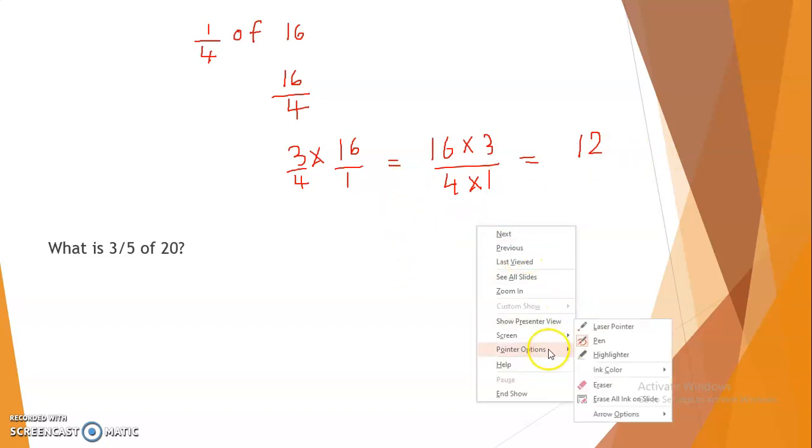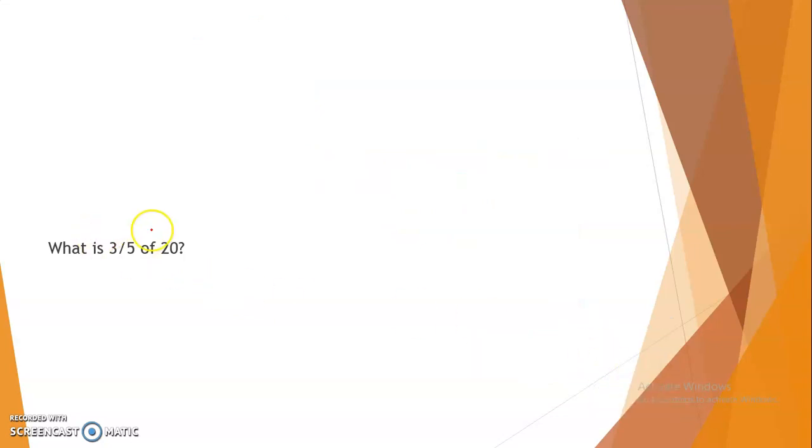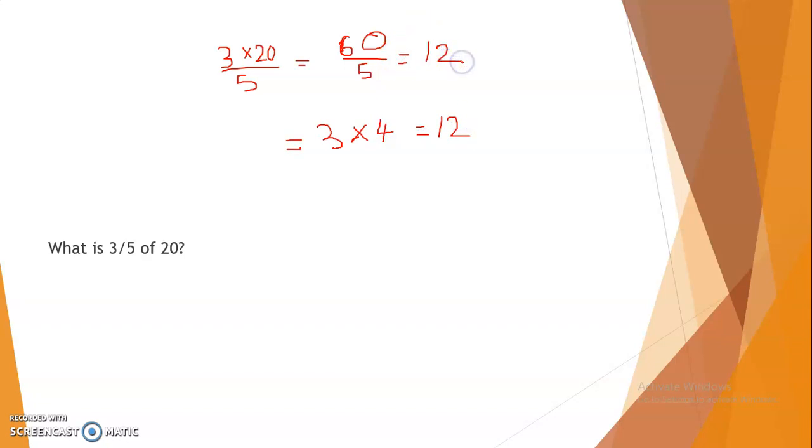Now moving forward, what is 3 by 5 of 20? As said earlier, this is same as 3 into 20 by 5. You can write it as 60 divided by 5. Or else this is same as 20 divided by 5, which is 4. So this is same as 3 into 4, which is equal to 12. We know 60 divided by 5 is equal to 12.